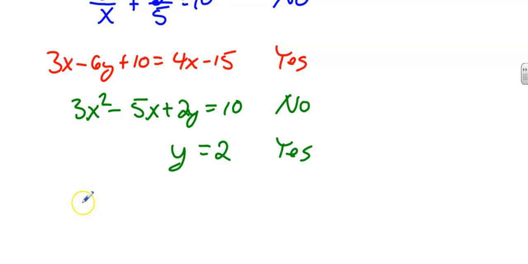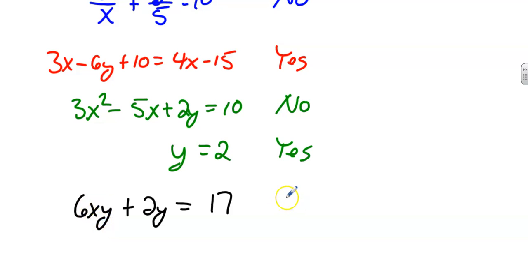Okay, and then the last one. Maybe something like this, where you've got 6xy plus 2y equals 17. Again, as soon as you've got x times y, that makes this one a no.